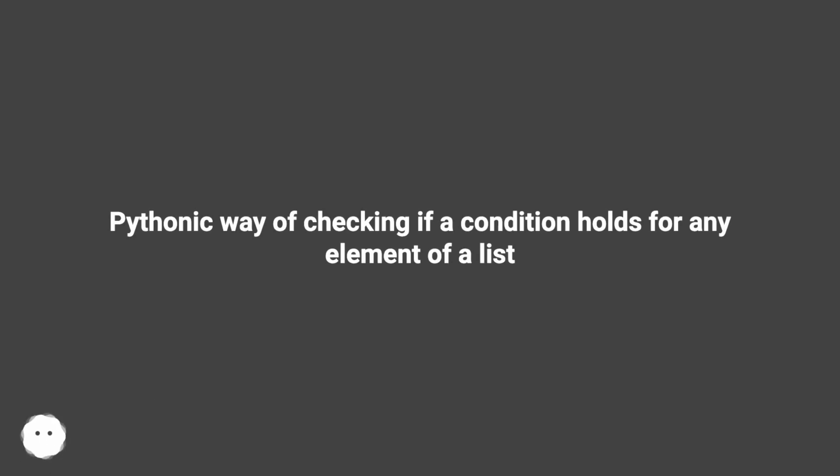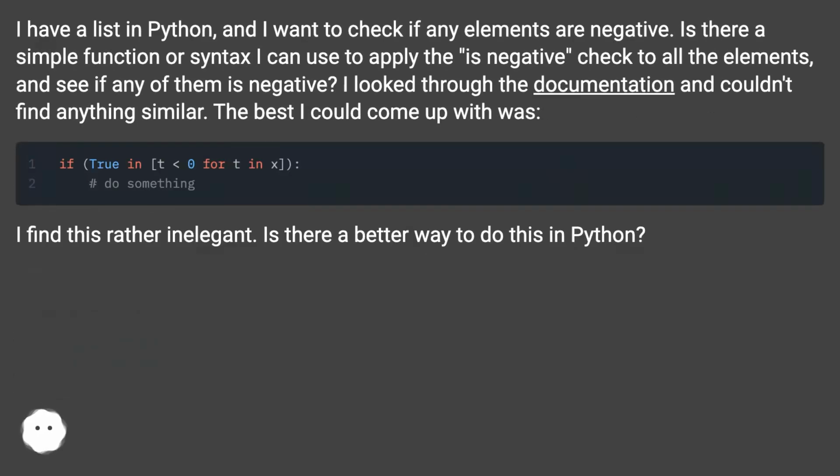Pythonic way of checking if a condition holds for any element of a list. I have a list in Python, and I want to check if any elements are negative. Is there a simple function or syntax I can use to apply the isNegative check to all the elements, and see if any of them is negative?